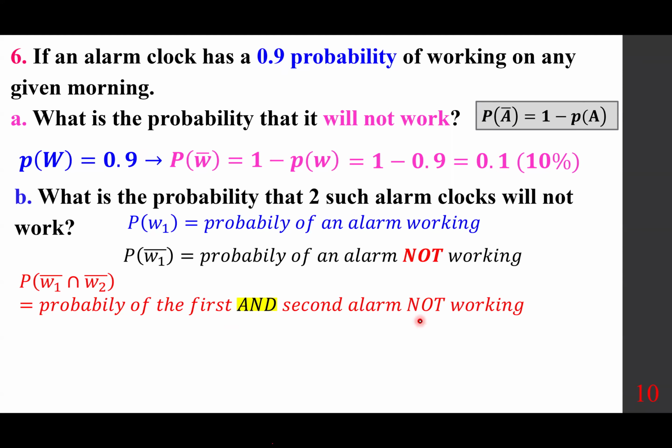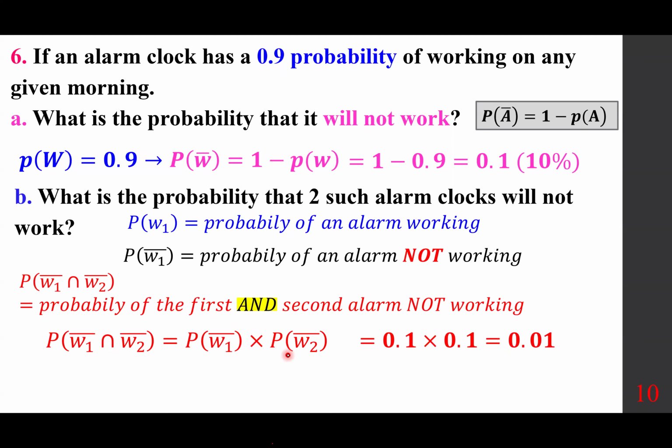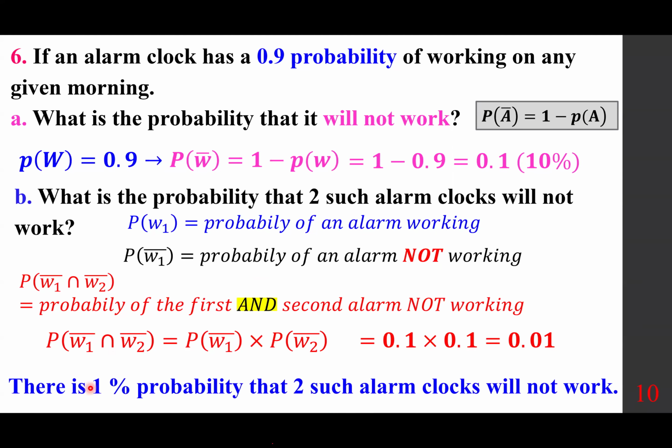They are independent. Their product is the answer. So probability of W1 bar intersection W2 bar is probability of W1 bar times the probability of W2 bar, which is 0.1 times 0.1, or 0.01. So probability that one doesn't work is 10%, which is actually a large number. That's bad. But if we have two of them, there is 1% probability that two such alarm clocks will not work. And that's the concept of quality control that is used when things of that nature happen.